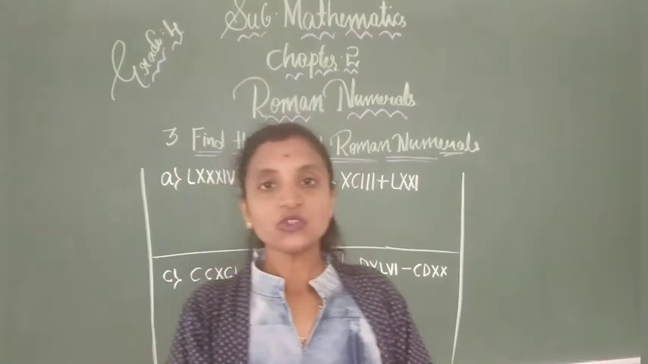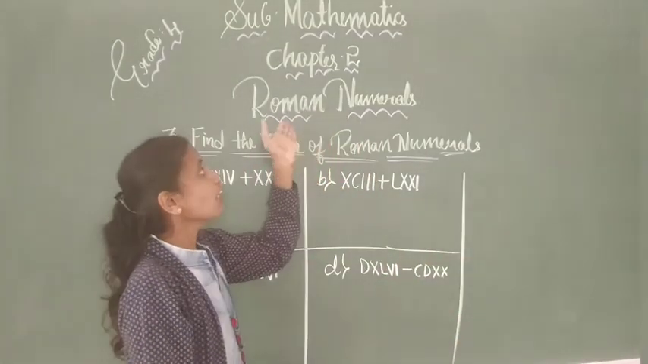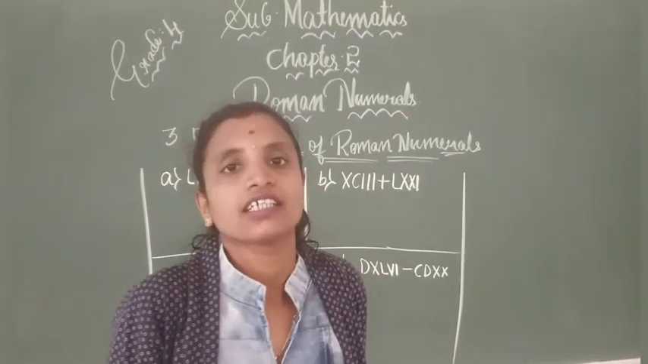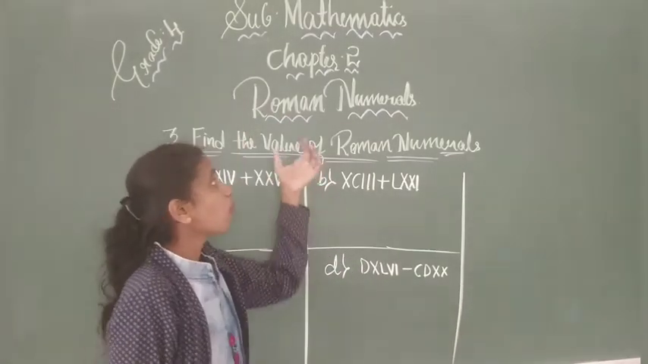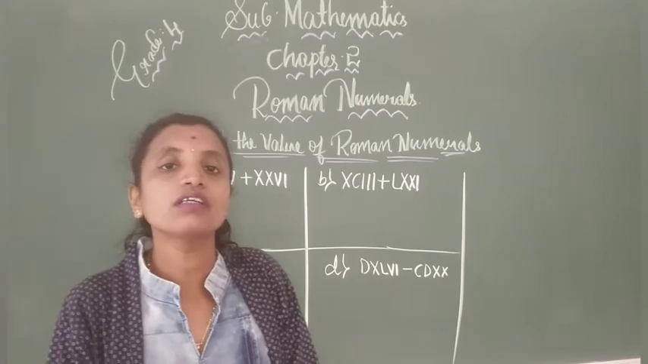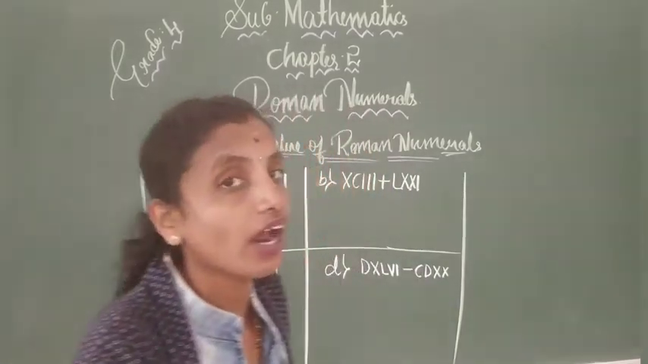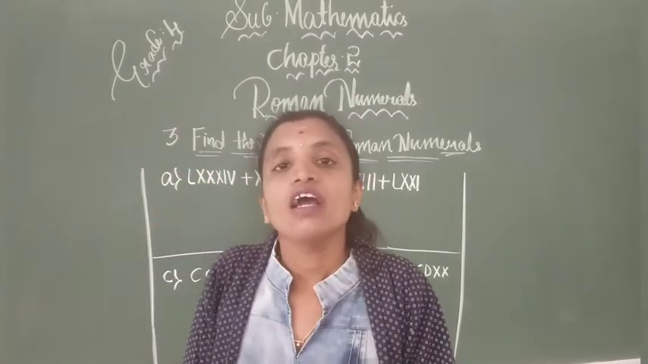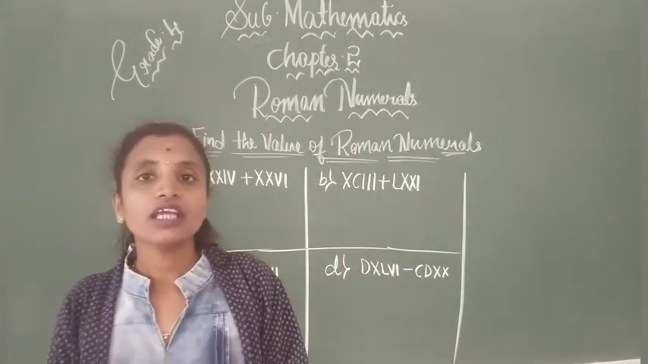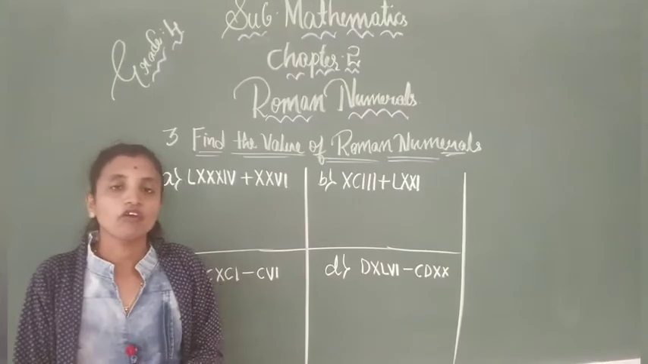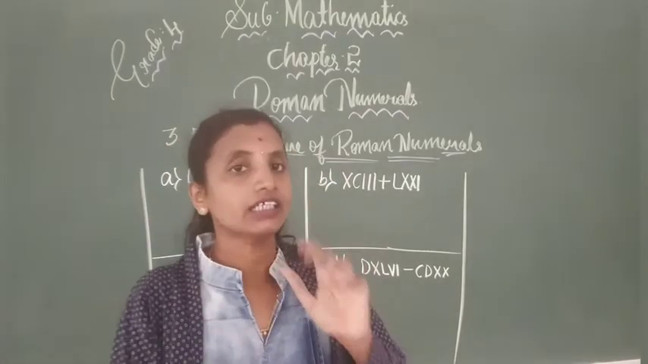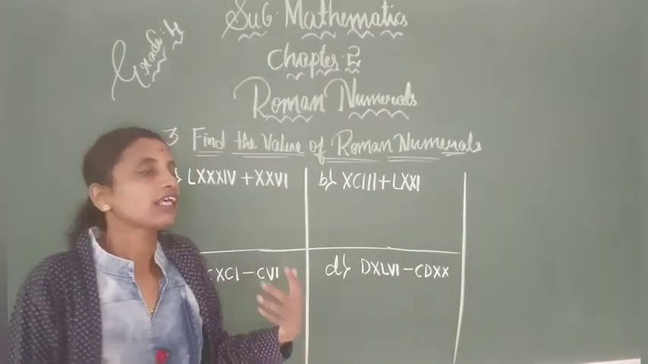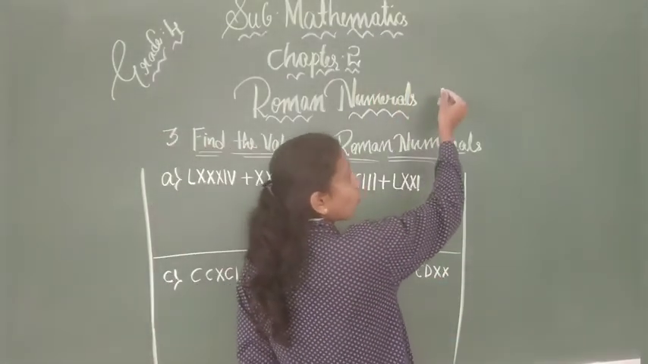We have started a new chapter, Chapter 2, Roman numerals. Already we discussed what Roman numerals are, and we know how to write Roman numbers. We write Roman numbers using alphabets. We use 7 letters. Can you remind me again what those 7 letters are?